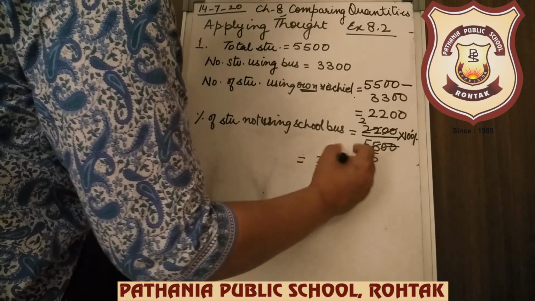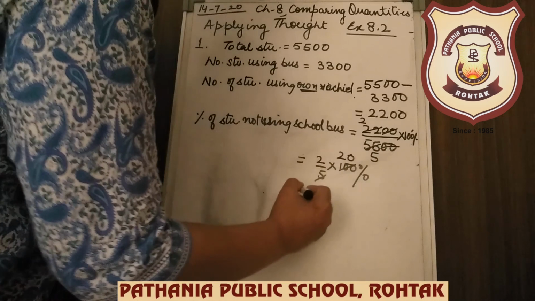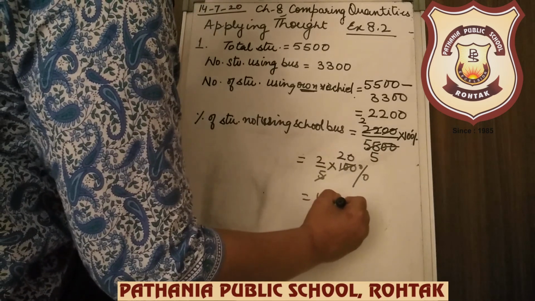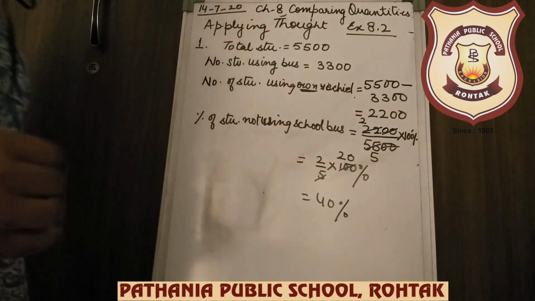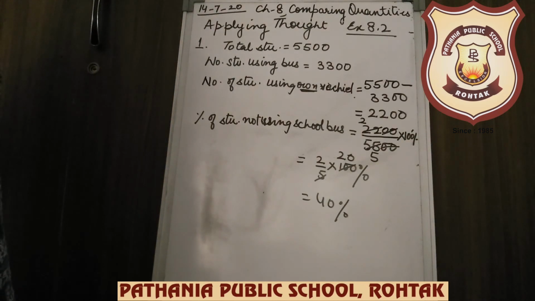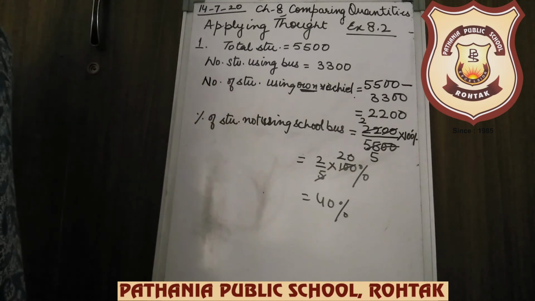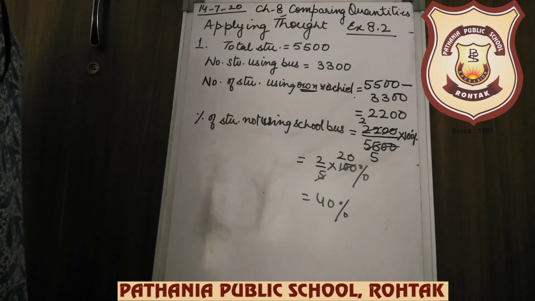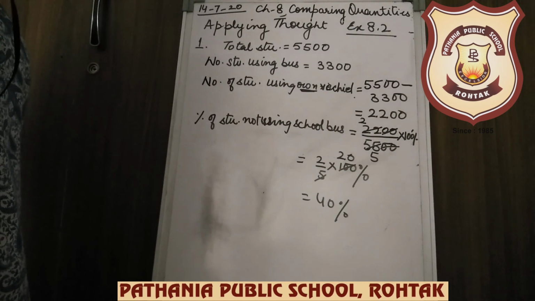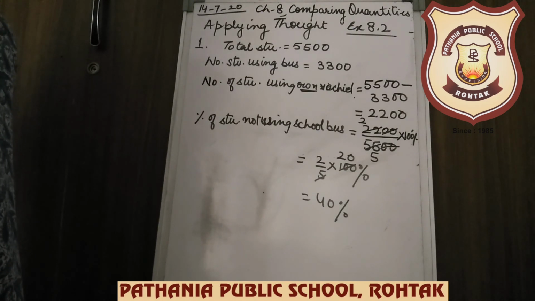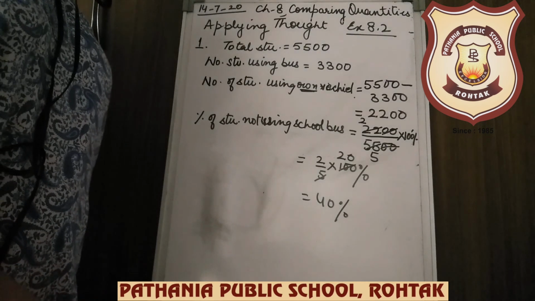Now reduce this, 20. So 40% of students are not using the school bus. So in this manner you are going to find your solution. This is your question number 1. Is this clear? Now then question number 2.